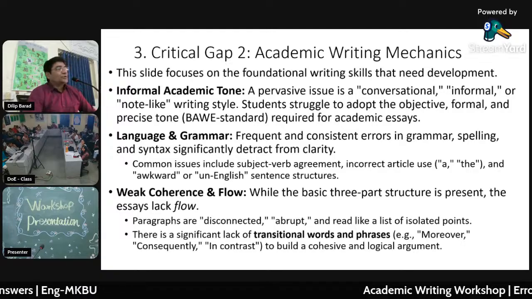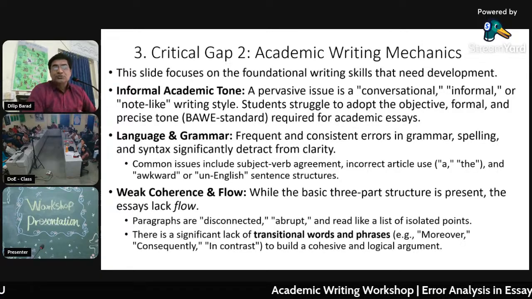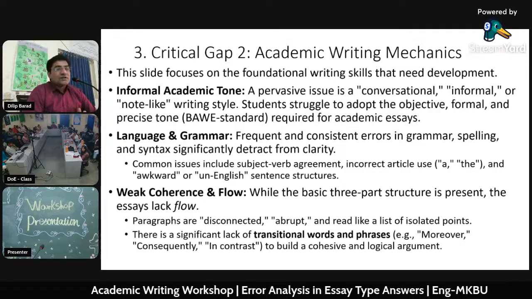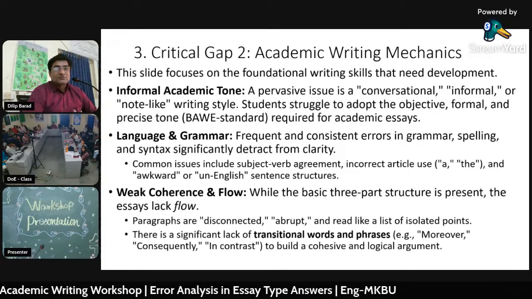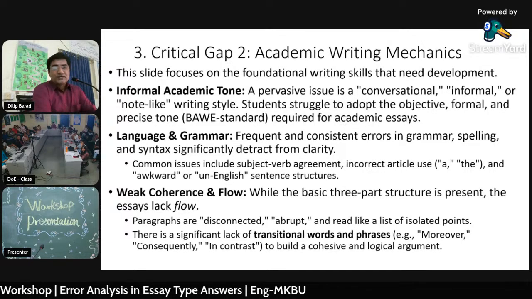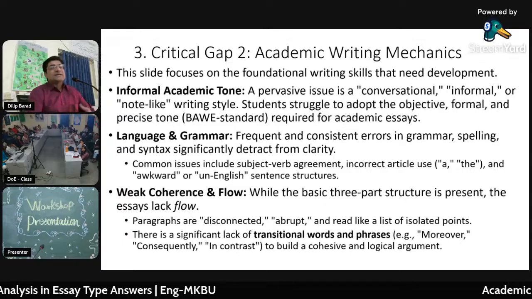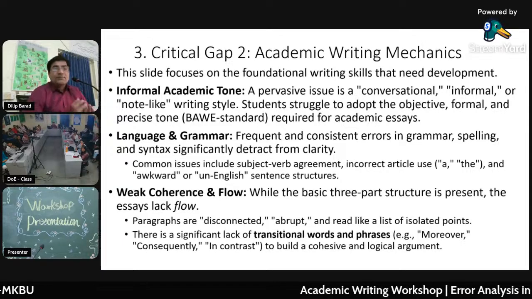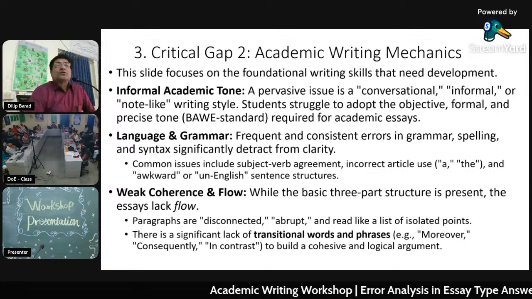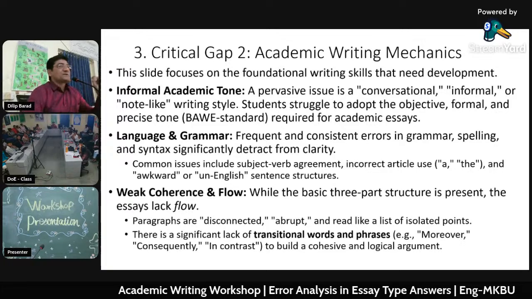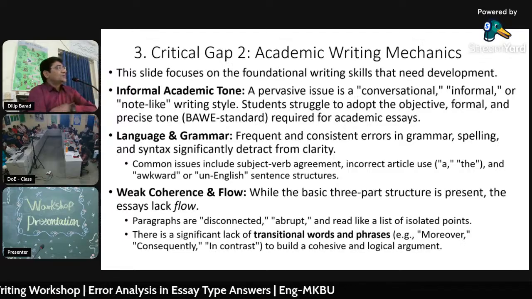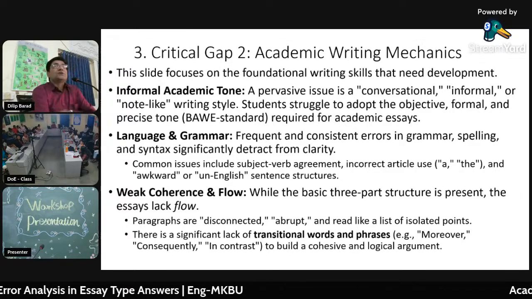Informal academic tone. The pervasive issue is a conversational, informal, and not essay-like writing style. Students struggle to adopt the objective, formal, and precise tone required for academic essays. And now in many of the cases it was told, don't use I, first person, we, us, which was suggested in some of your responses, and it was told to use third person.